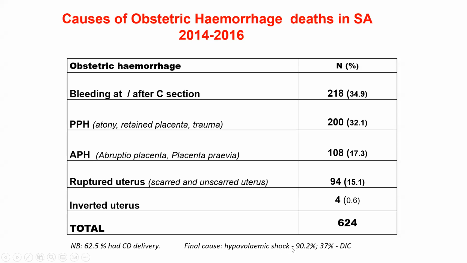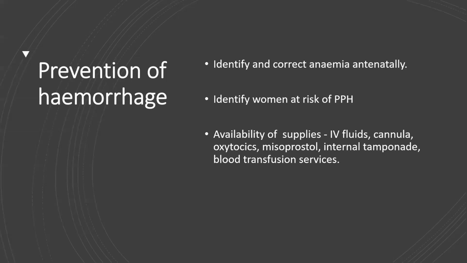We managed to do the hysterectomy if she needed a hysterectomy, but they died from hypovolemic shock. 37% of them had a coagulopathy, they were in DIC. So I think that we tended to concentrate more on the obstetric management of hemorrhage and we forgot about resuscitation. So today's talk is going to be more on the resuscitation side than the obstetric management of hemorrhage.